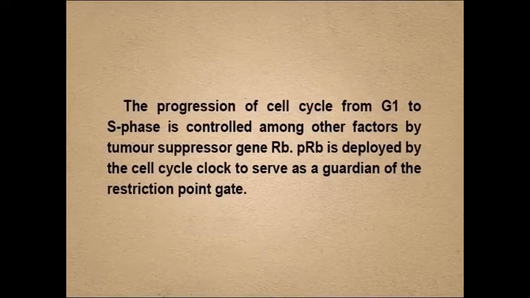The decision to divide occurs as cells pass the restriction point late in G1, after which they become refractory to extracellular growth and regulatory signals and instead commit to the autonomous program that carries them through to division. The progression of cell cycle from G1 to S phase is controlled, among other factors, by tumor suppressor gene RB. pRB is deployed by the cell cycle clock to serve as a guardian of the restriction point gate.